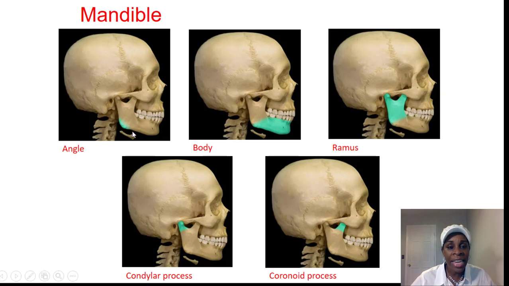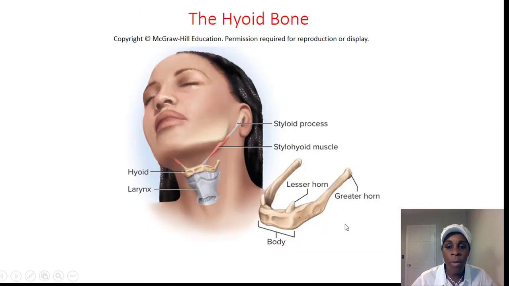Now the mandible has an angle, the body, the front part, the ramus, which is the branch here, the condylar process, right? The condylar process, the mandibular condyle, is the process that goes into the mandibular fossa of the temporal bone. So the temporal bone has the mandibular fossa because the mandible goes inside of it. And then the coronoid process goes under the zygomatic bone.